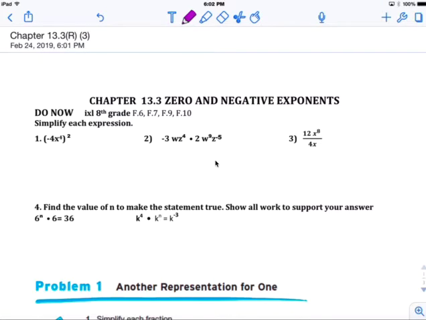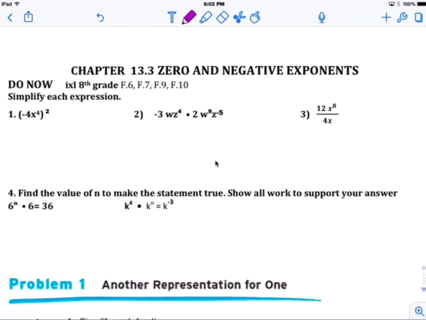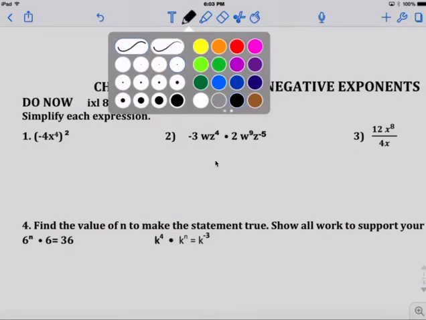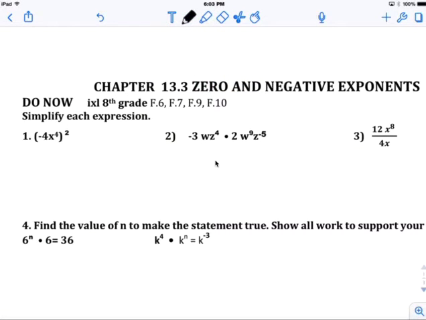is today's homework. All right, and classwork homework. Be good for the sub today.